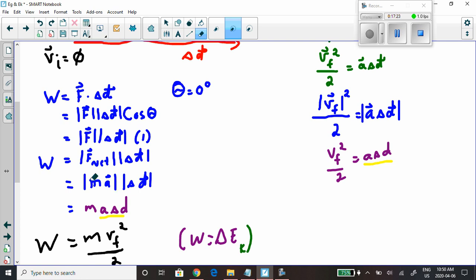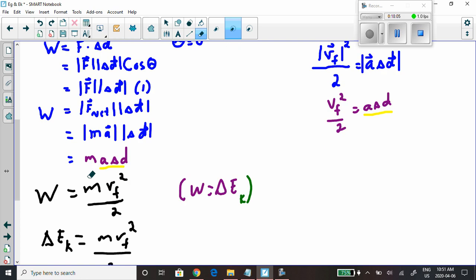Now, since it's all in magnitude signs, I can drop the magnitude signs and just write ma delta d. No vector signs. I'm only interested in the magnitude. What's very interesting is we've seen this term, acceleration times displacement, before, in the previous work that we did. So where we have acceleration times displacement, let's replace it with the speed final squared divided by 2. And that's what I did in the next line.